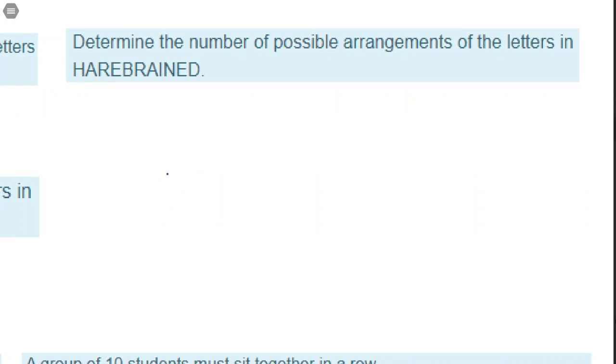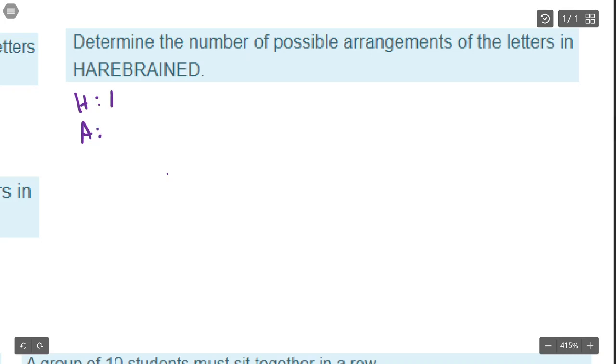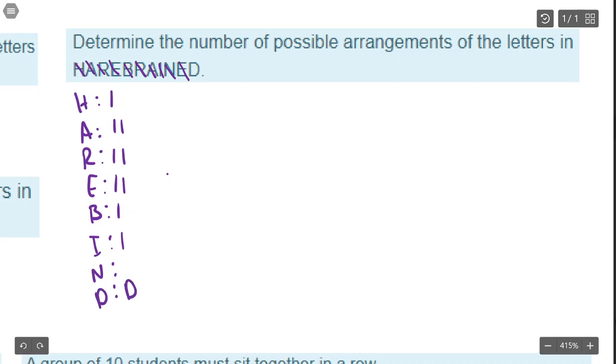Here's a trickier one, harebrained. So let's go through carefully. H, there's 1, A, 1, R, 1, E, 1, B, 1, R we already have. So H, A, R, E, B, R, A, I, N, E again, and D. Okay, so we've got 1, 2, 3, 4, 5, 6, 7, 8, 9, 10. So there's 11 letters, is that right?